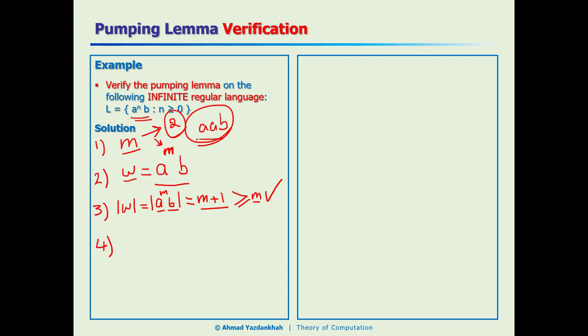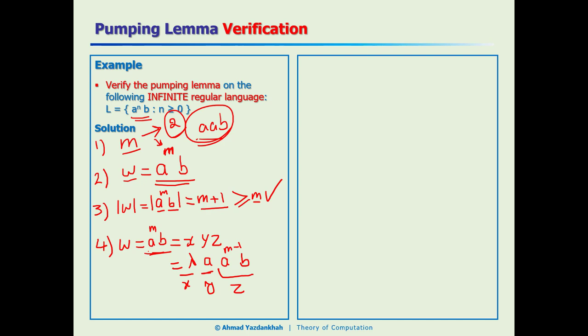The fourth step is splitting this string into three parts. W equal to A to the M B equals X, Y, Z. This actually needs some skills and experience. By solving some problems, you get this idea. How can I split this? I would pick the X as lambda. I put Y as A. And the rest of that will be our Z. So I have one A here, so the rest will be A to the M minus 1 B. This is my Z, this is my Y, and this is my X. So this was step number 4.